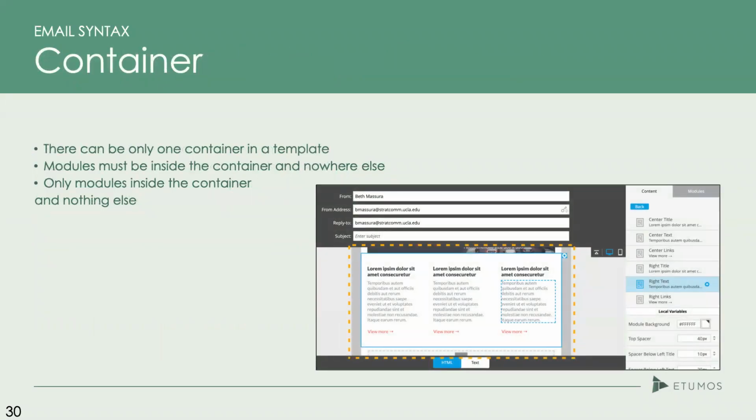Directly tied to modules is the container, which appears in the gold dotted line in this screenshot. It's found only in the canvas. You can have only one container area in a template. All of the modules for the template must be inside the container. They can't be anywhere outside of the container. Also, the container can contain only modules. You can't place anything else inside the container. This sounds a little abstract, so let's use an analogy to illustrate these principles.